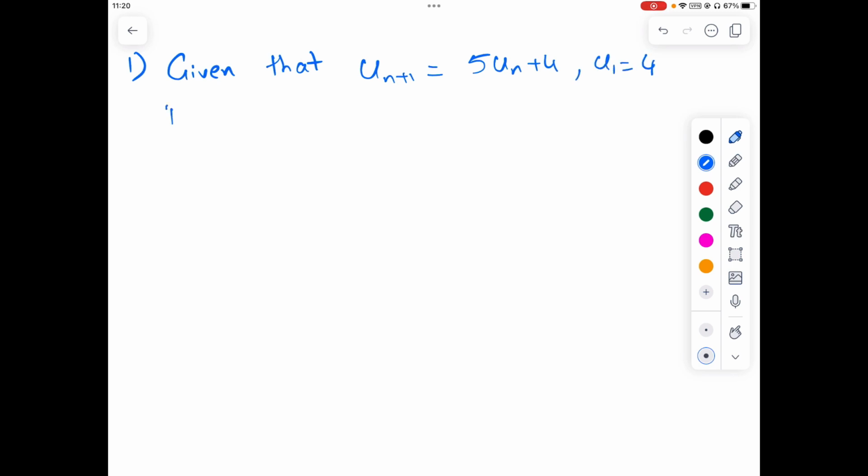Now I have to prove by induction that u_n equals 5 power n minus 1. So what is the first step I need to do? I need to have a basis.